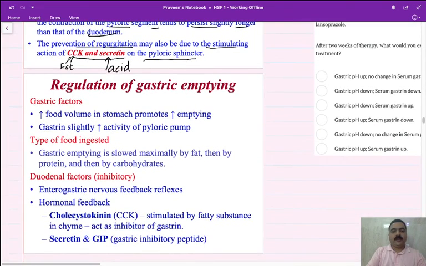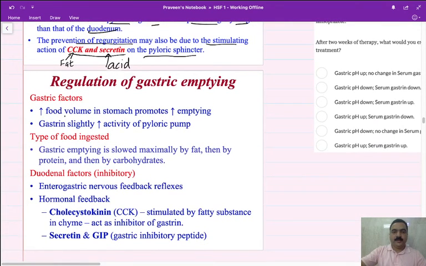Now, what are the other factors that help to regulate gastric emptying? One of them is the gastric factors, the food itself. Whenever there is an increased food volume in the stomach, it promotes increased emptying. So if you eat a lot, if the volume of the food is more, it will empty faster. And gastrin also increases the activity of the pyloric pump. So if you have more food, more distension, more gastrin, easy emptying of the stomach.